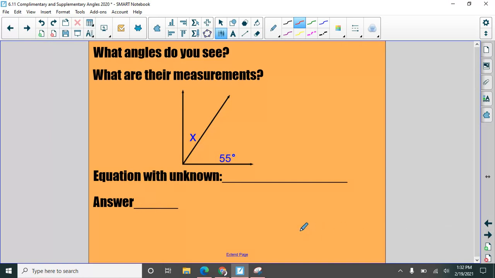And now here, one for you to do. Go ahead and do this one all the way. If you got this one right, you came up with an answer of 35 degrees. Hey, you had your equation, x plus 55 equals 90. And then when you subtract, you get 35. If you put 45, you didn't subtract correctly. Don't try to do them sideways.